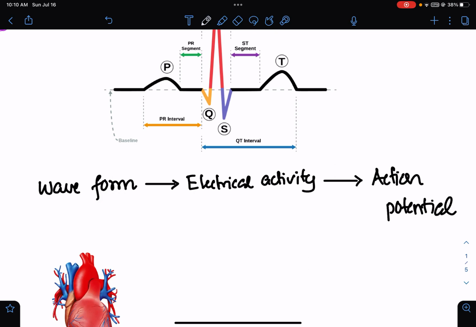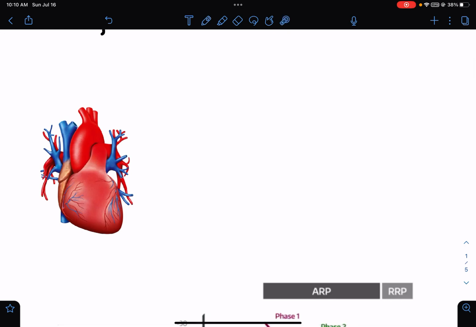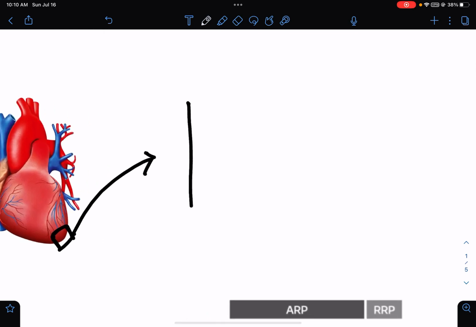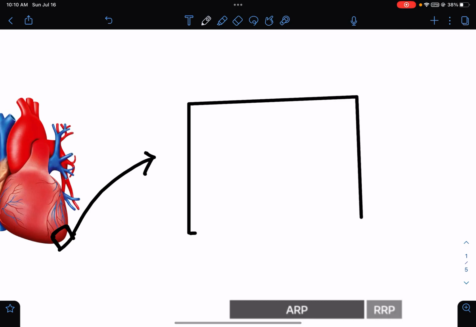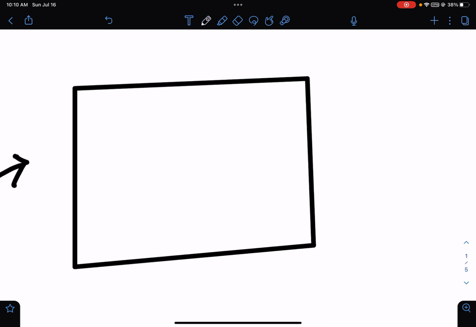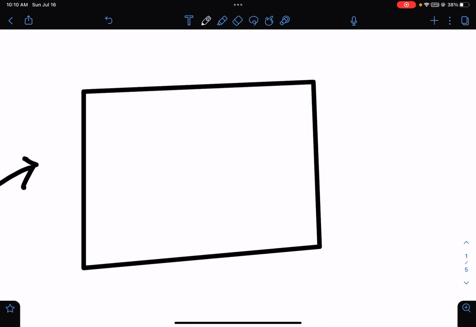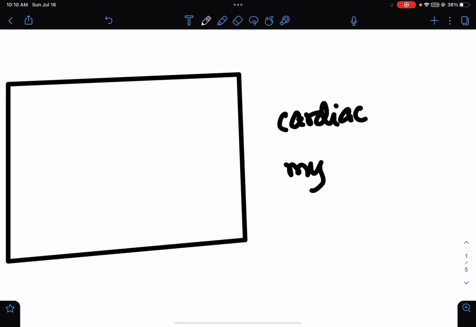Okay, we will move on to the very basic principle of the cardiac muscles. Okay, so here is your cardiac myocyte. If we cut some section of myocardium from here, and then we magnify this, you will get this, that is your cardiac myocyte. Let's imagine that. Okay, that's a cardiac muscle cell. Cardiac muscle, in other words, cardiac myocyte, right?